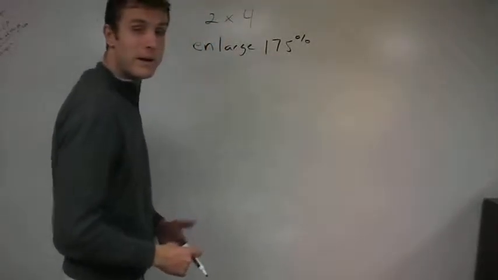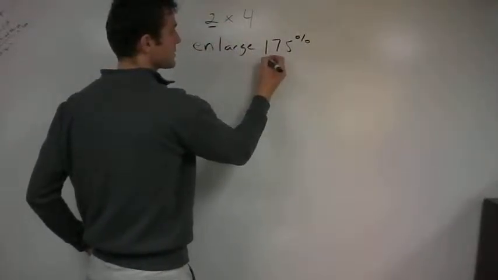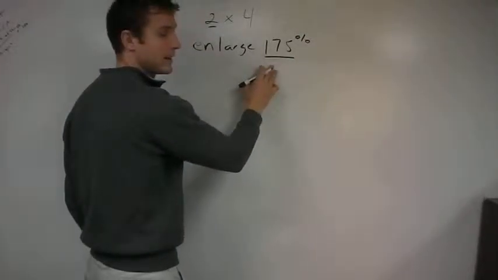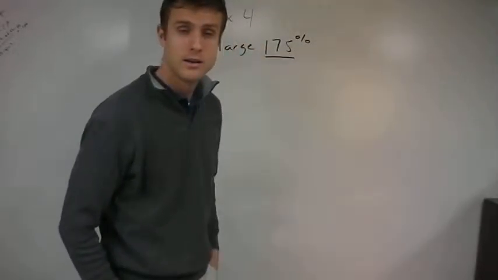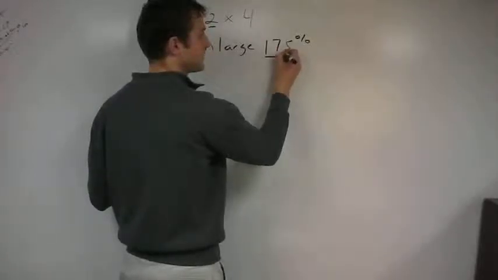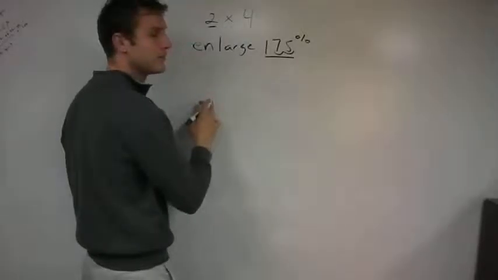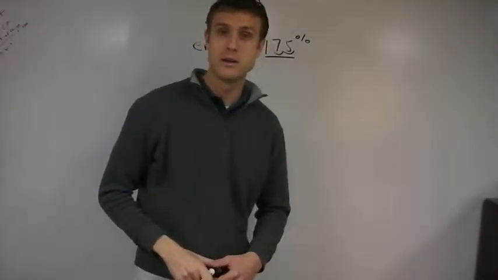To figure out what my new dimensions would be if I enlarged it by 75%, if I enlarged it to 175%, I'm going to multiply each one of these numbers by the percentage. So, remember, anytime I multiply it by percent, I must change it to a fraction or a decimal. The easiest is to change it to a decimal by simply moving the decimal point to the left twice. So I would do 2 times 1.75 and 4 times 1.75, and that would give me my new dimensions.